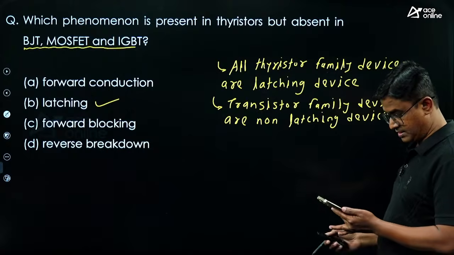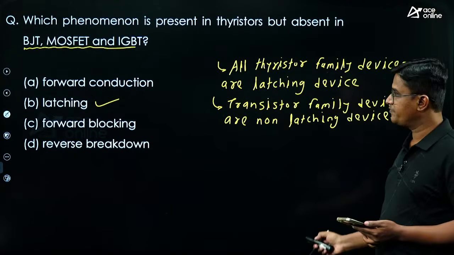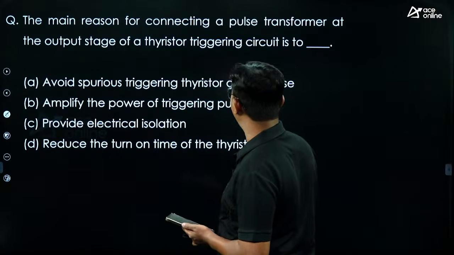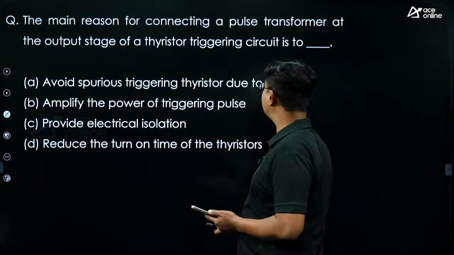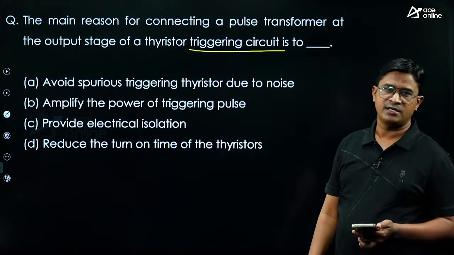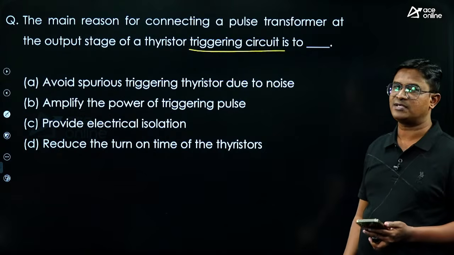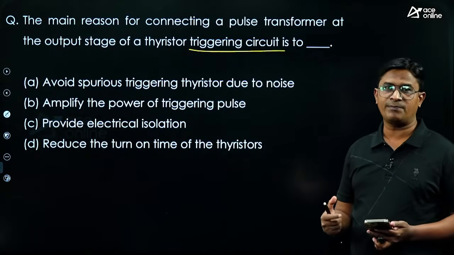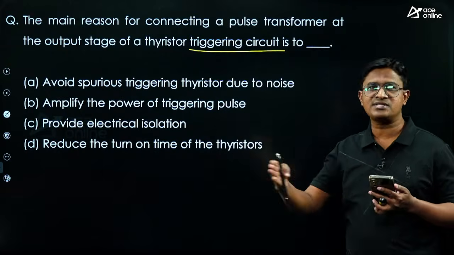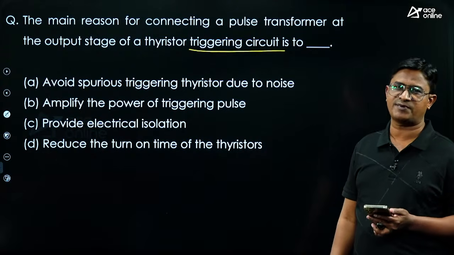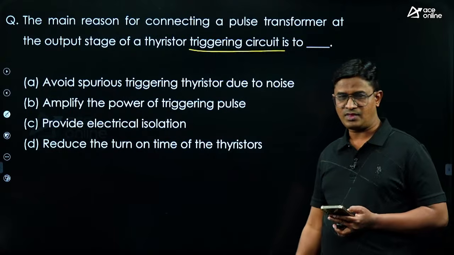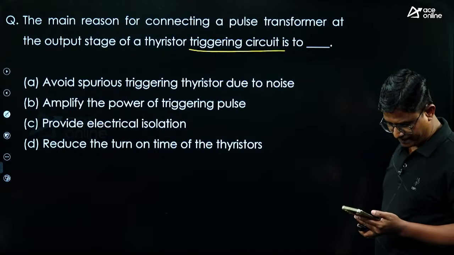All right. Next question. The main reason for connecting a pulse transformer at the output stage of a thyristor triggering circuit. During our sessions also we discussed that in power electronic circuits for power semiconductor devices we use a pulse transformer, and generally the pulse transformer is connected at the control circuit side. What is the function of pulse transformer? Yes, come on, you can post your answers.